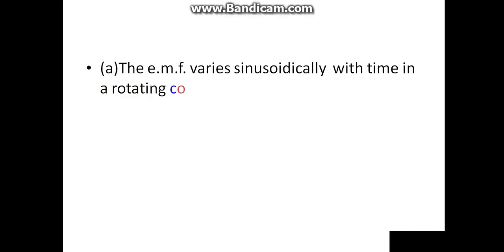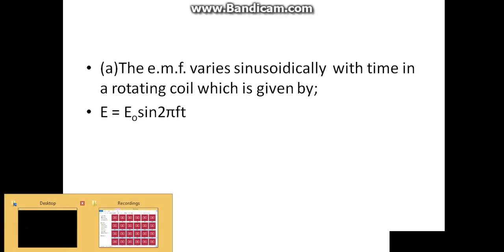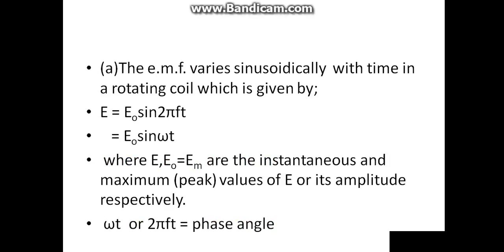A. The EMF varies sinusoidally with time in a rotating coil, which is given by capital E equals E0 sin 2 pi ft, which equals E0 sin omega t, where capital E is the instantaneous value and E0, or Em, is the maximum peak value or the amplitude. Omega t, or 2 pi ft, equals the phase angle.